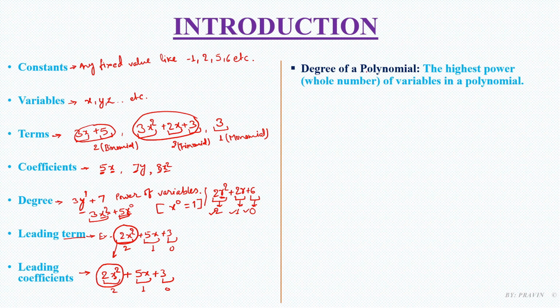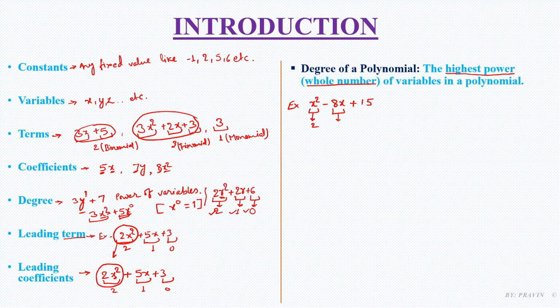Next is degree of a polynomial. The highest power, which must be a whole number, of variables in a polynomial. Let's take an example. x square minus 8x plus 15. So it is saying about highest power, and that power must be a whole number. So can you now tell me, here variable is what? Obviously the variable is x, but the power of this x square is 2.